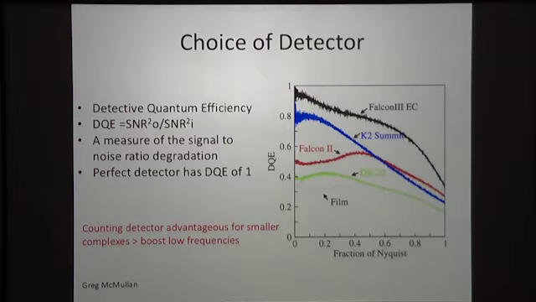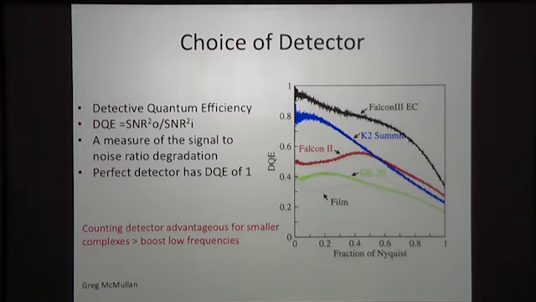So Chris talked about the detectors. He showed Greg's curve here. And you can see here the DQE, which is the measure of degradation of signal against different spatial frequencies. They all start up relatively high at 0, and then as you go towards Nyquist, they all fall off, but they fall off to different amounts. They're all better than film.